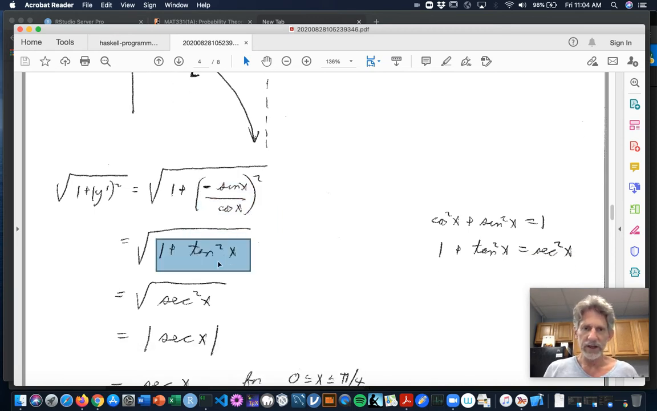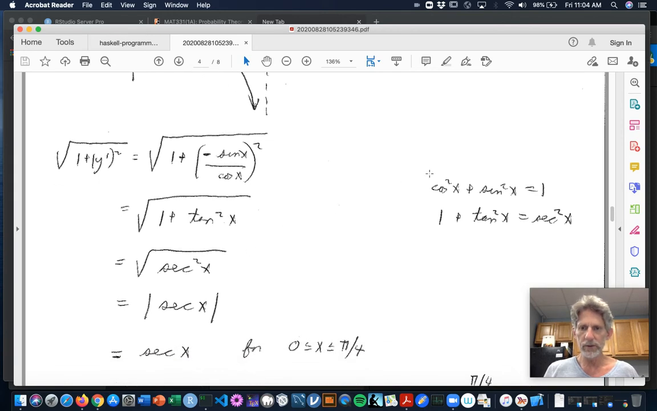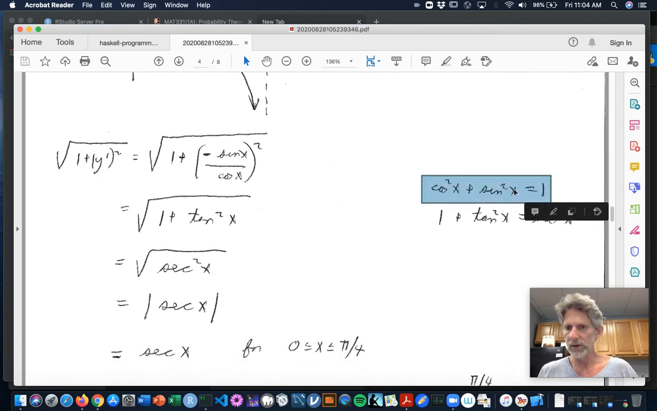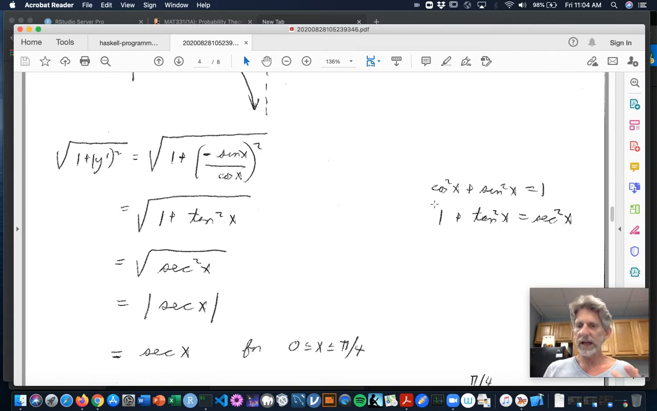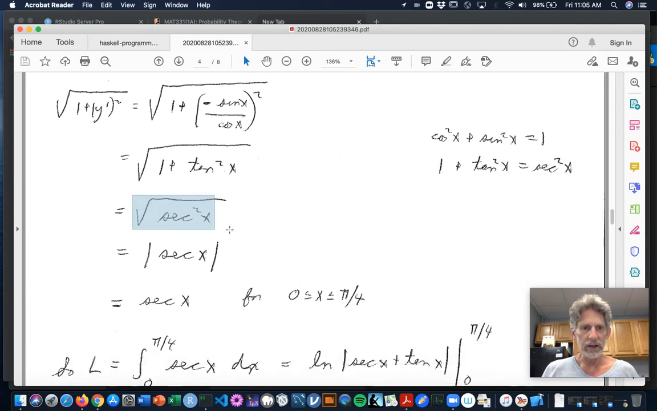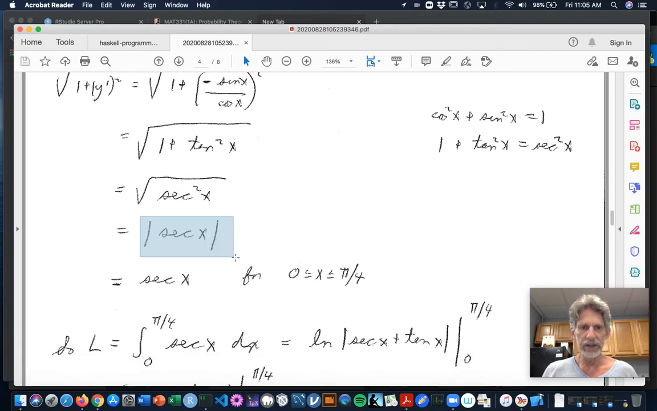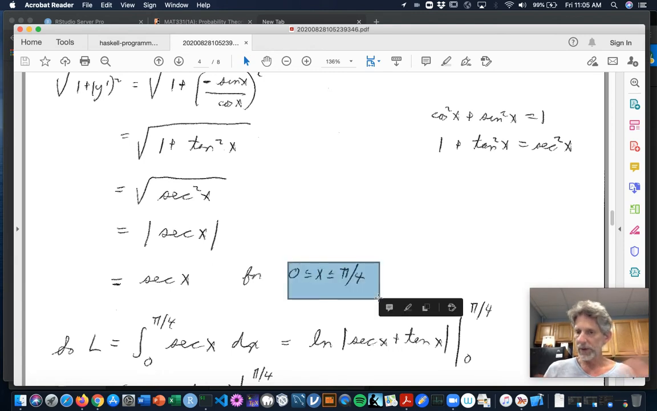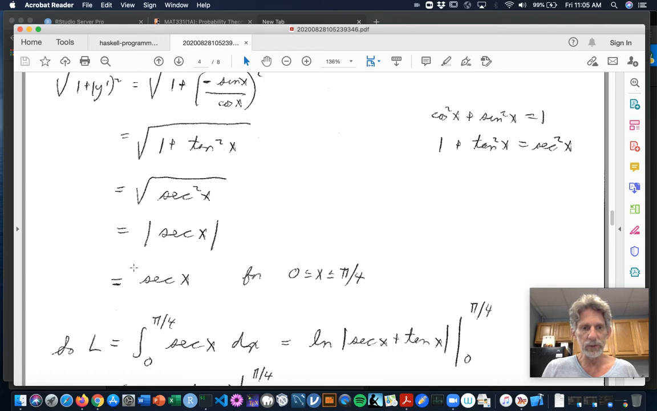And so I look at 1 plus tangent squared x, and it's like, whoa, this reminds me that cosine squared plus sine squared is 1. Divide both sides of that equation by cosine squared, and you get 1 plus tangent squared is secant squared. And so really I could just write this as square root of secant squared, which would be the absolute value of secant. Now secant's 1 over cosine. And if you're thinking about angles between 0 and pi over 4 radians, cosine's positive there. So the 1 over cosine would be positive. So the secant would be positive. So it would be equal to its own absolute value. You can just pull the absolute value signs off.